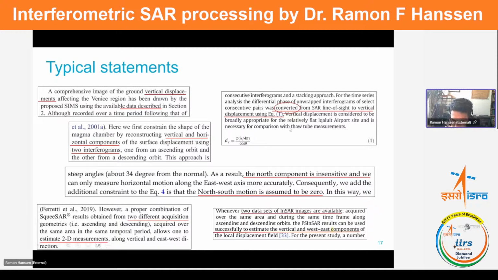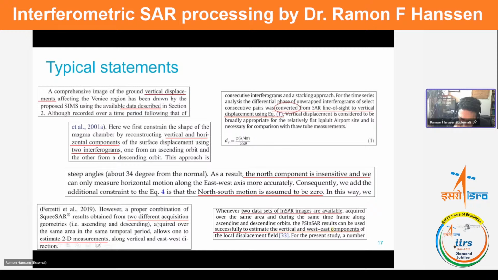In the upper right, select consecutive pairs was converted from SAR line of sight to vertical displacement using this equation, which is written over here. Now, converted would mean that it is possible to go from a certain line of sight to the vertical, and it's not possible. It is an impossibility. What you can do is you can project it, but that is something else than converting it. And this is not just nitpicking on words, but it is very important because it's a totally different parameter.